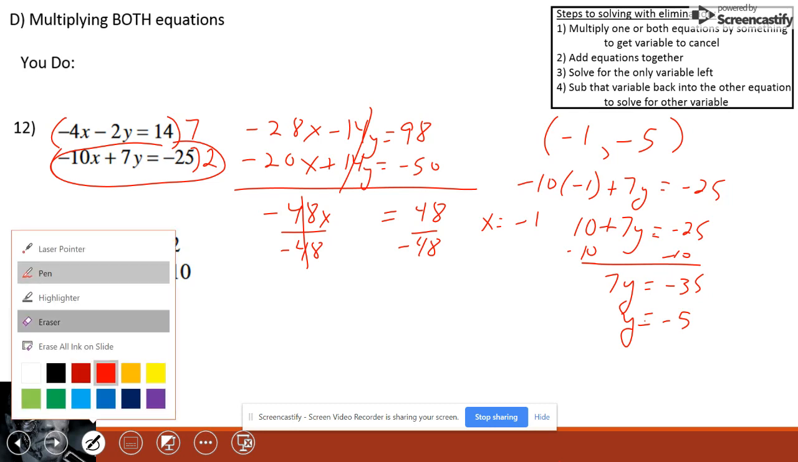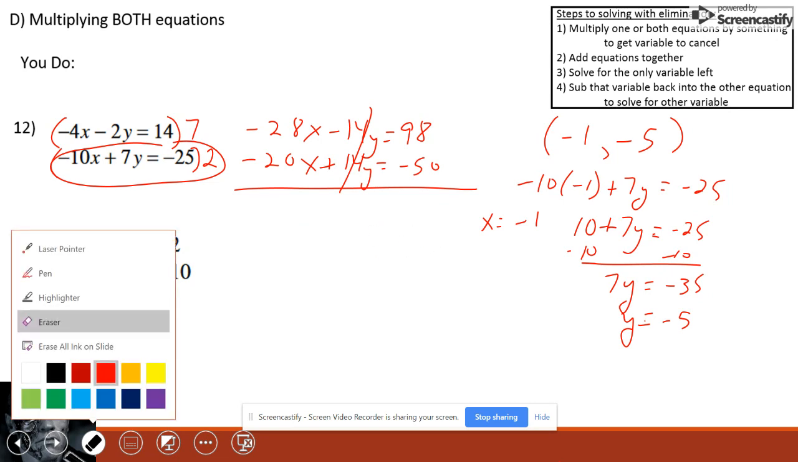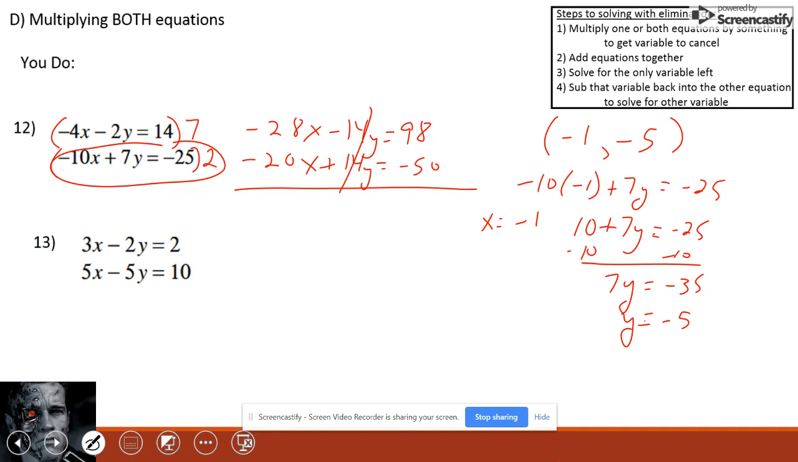Okay, we get to the next one. Next one's a little trickier. A little space. Because there are not signs that are opposite. So for this one, I can eliminate either x or y. I'm going to go ahead and keep eliminating y right here. I wish that was 5 and 2 both going to 10. But we need one negative 10, one positive 10. So it doesn't matter which one.